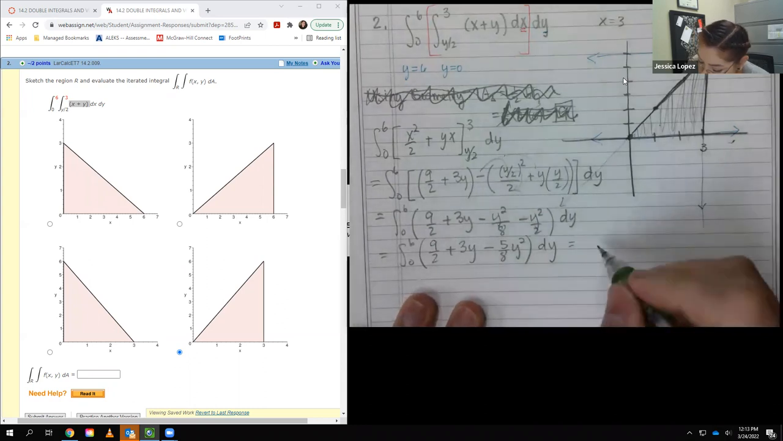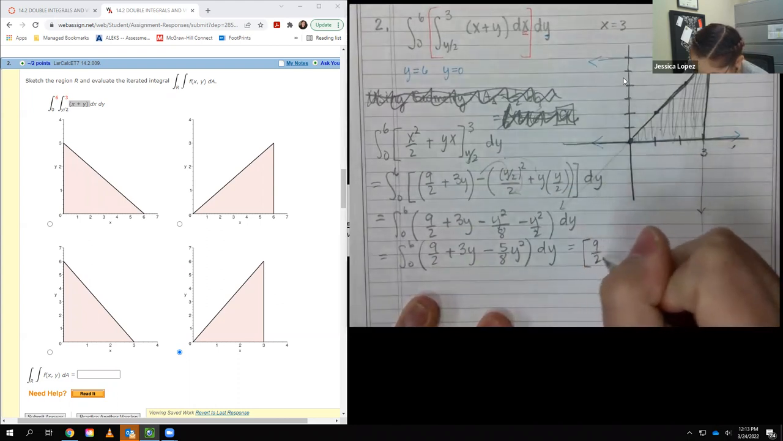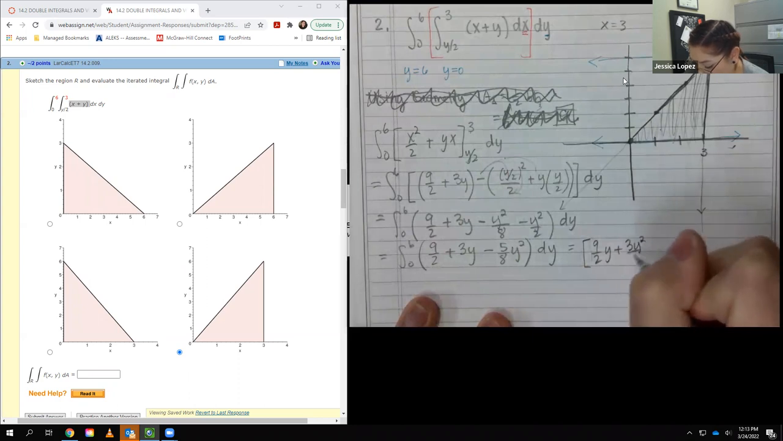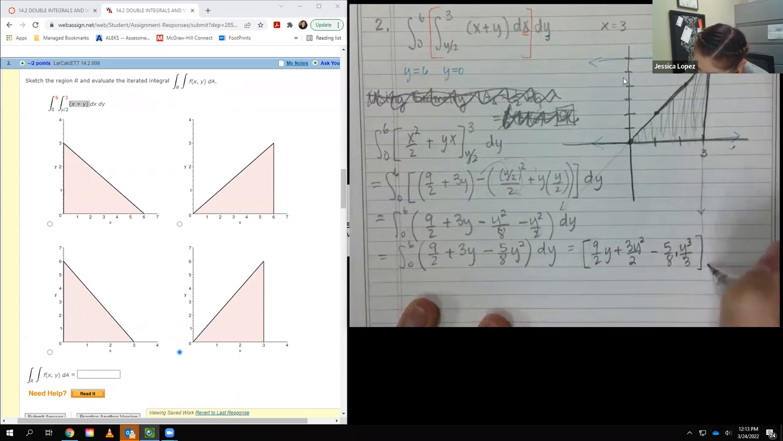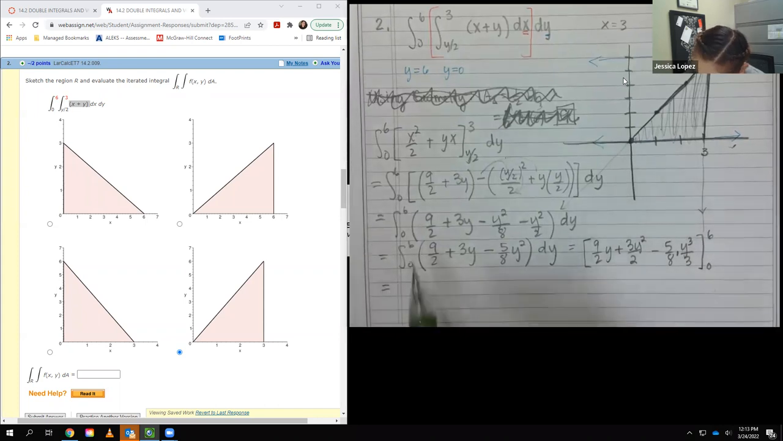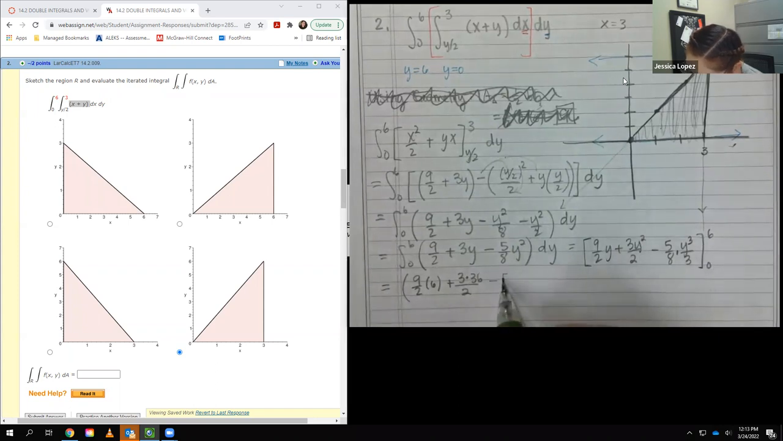Okay, so let's integrate this with respect to y. That means we're going to get 9 halves y plus 3 y squared over 2 minus 5 eighths y cubed over 3 from 0 to 6. So if I plug in 6, I'm going to have 9 halves times 6 plus 3 times 36 over 2 minus 5 times 6 to the third. I think it's 216, but let me make sure. Yeah. 216 over those two together, which is 24.